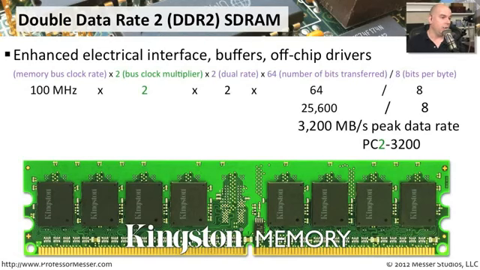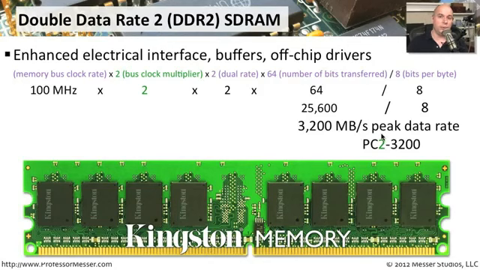So we would take our original 100 megahertz bus clock rate. Notice that our bus clock multiplier changes to 2. All of these numbers stay the same after that: a dual rate of 2, 64 bits transferred, and you divide everything by 8. So your total number is 25,600 divided by 8, which is a total peak data rate of 3,200 megabytes per second. DDR2 memory is designated by PC2. It has that 2 right after it, and the 3200 is referring to the peak data rate.